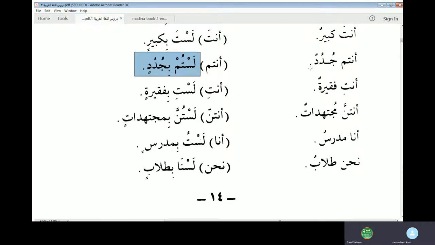Antum faqiratun. Anti faqiratun. You are, for a female, you are poor. Anti is just for understanding. Lasti bi faqiratin. You are not poor, for a female. Antunna mujtahidatun. You all are hardworking. Antunna lastunna bi mujtahidatin. You all are not hardworking.